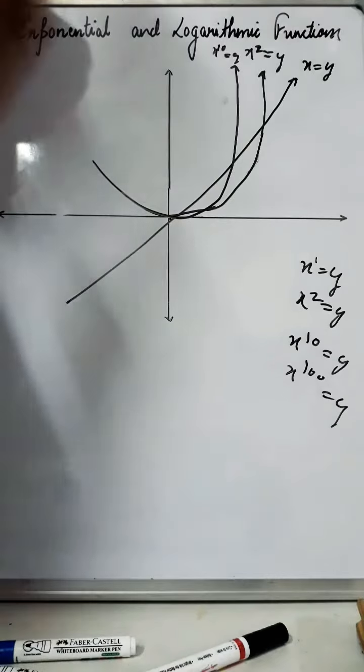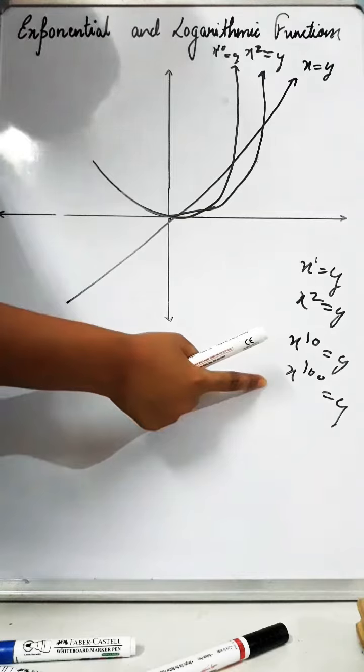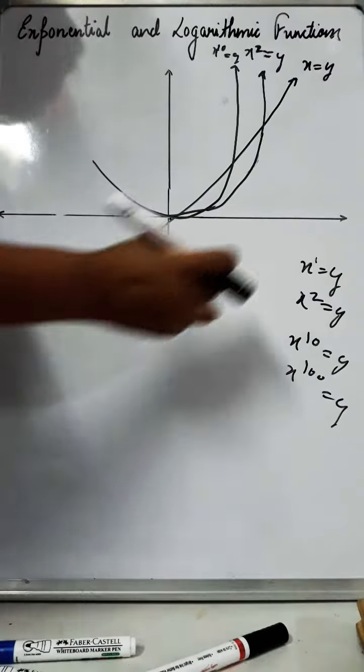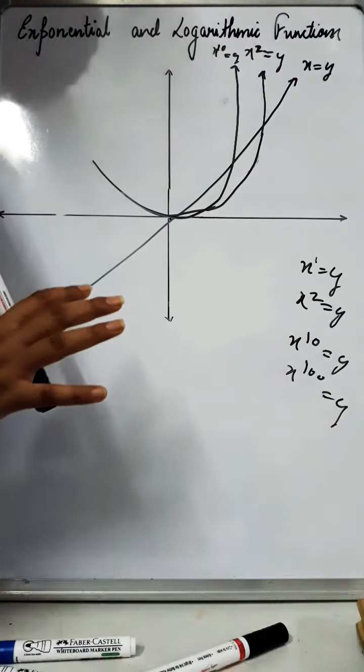Okay, so you can easily see this, that as you go on increasing the exponent, the growth of the function increases. The higher the exponent, the higher is the growth of the function. Okay, so these are all your polynomial functions. You already know this. Okay.